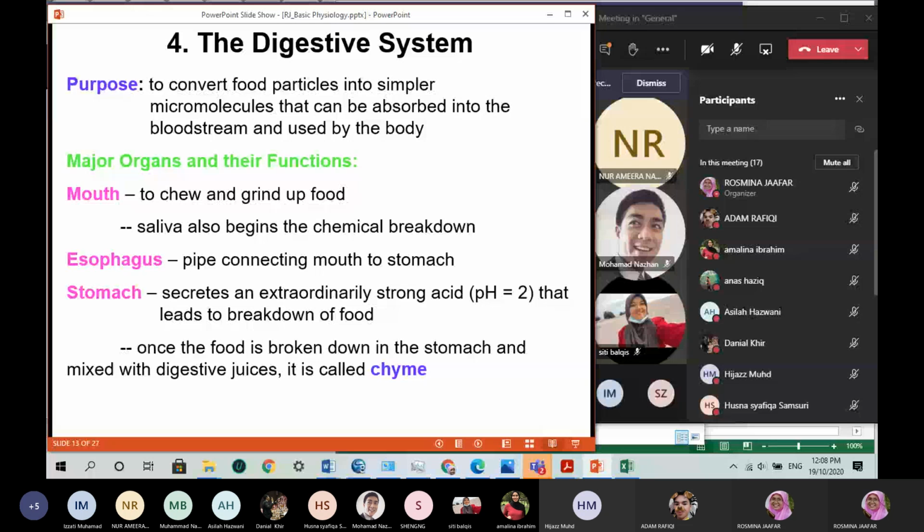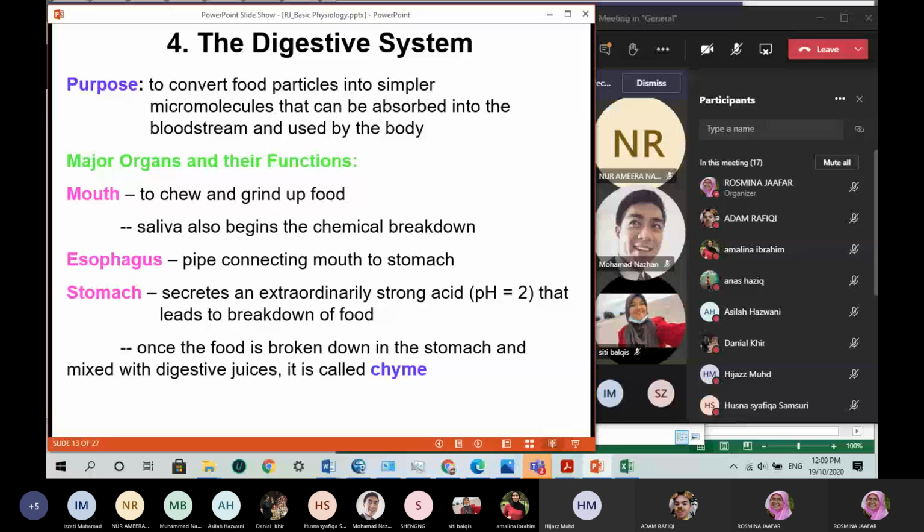Okay, and the process of breaking down is mixing with the digestive juices. The digestive juices are the enzymes, and the mixture is called the chyme. So in human physiology, there are many terminologies, but the terminologies are specific to describe where it is and what it is. Okay, and in the digestive system, we have many structures.